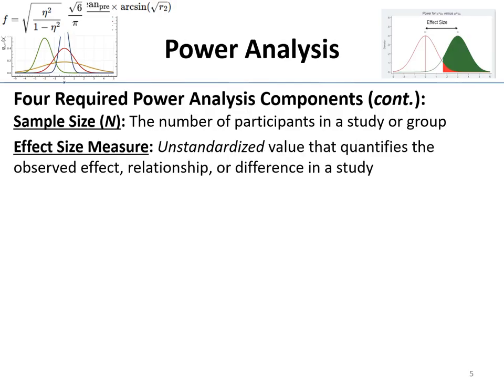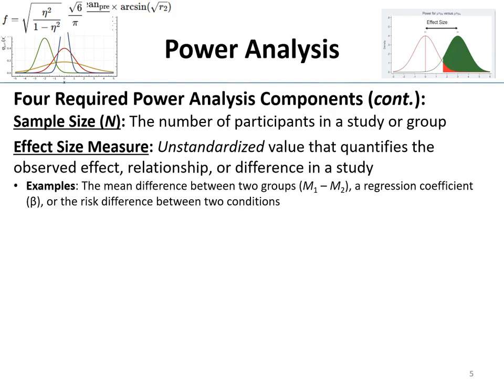The next one is effect size. So effect size can be defined in different ways. So there are effect size measures. Effect size measures are unstandardized values that quantify the observed effect, relationship, or difference in the study. They are an indication of the magnitude of effect.